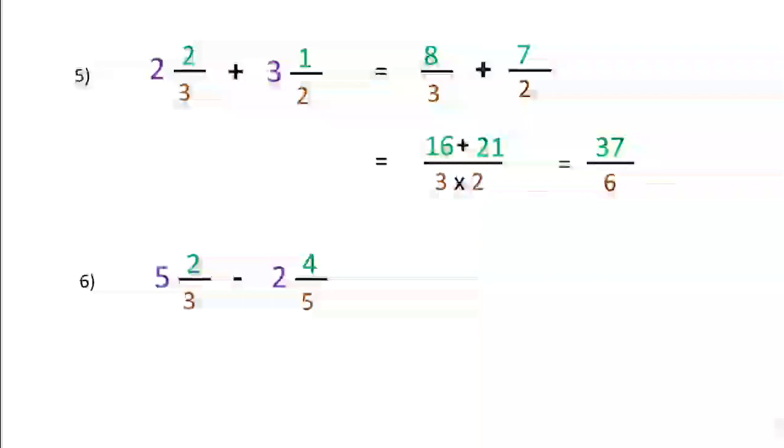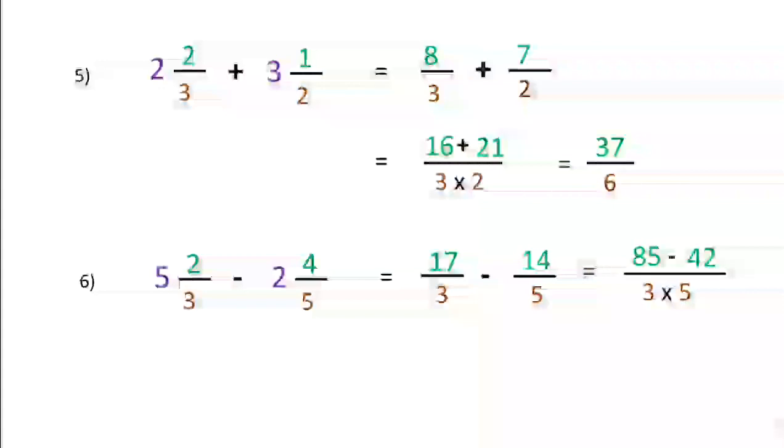Next is subtraction. First we change this into improper. 3 into 5, 15. 15 plus 2, 17 by 3, minus 5 into 2, 10. 10 plus 4, 14 by 5. Next we use cross multiplication. 5 into 17, 85, minus 3 into 14, 42, by 3 into 5. 85 minus 42 by 15. That is 43 by 15. Okay. No common number. So this is the answer.